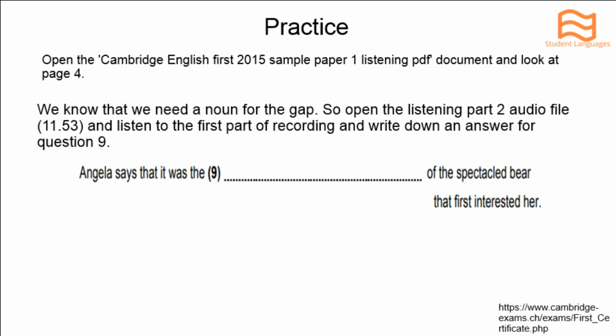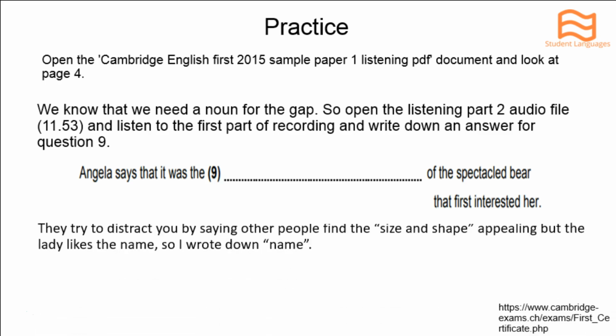Okay, so hopefully you've done that. And this is what I wrote down. I wrote down that they tried to distract you, which they do a lot. They try and distract you from the correct answer by saying other people find the size and shape appealing. They want you to write down size and shape, which is not the correct answer, because the lady says she likes the name. So when I listened, I wrote down the word name, not size and shape.